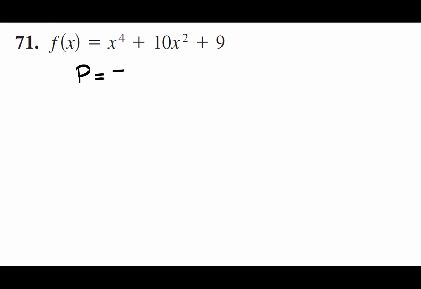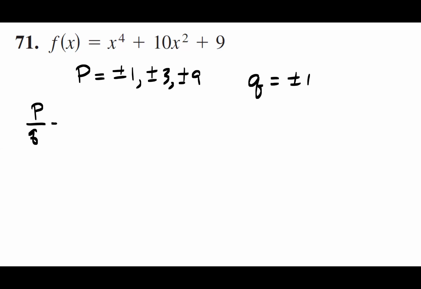So P, that is all the different factors of 9. It's this little 9 right here on this corner. So I can get a 9 by 9 and 1 and 3 and 3. So all the different factors of 9. Okay, then we have the Q. Q is all the different factors of 1. It's the number in front of x squared, the coefficient, so plus or minus 1. And then what we do is we put them as ratios. Since Q is just a 1, that means everything else stays the same for P. So P over Q is just 1 over 1, 1 over 3. I'm sorry, 1, 3, and 9.